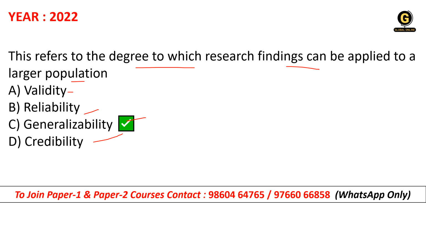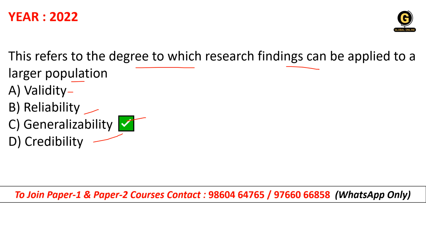When it is talking about the larger population, that is generalizability, right? Generalizability means what? It measures how well the result of a sample study applies to a wider population, that means a larger population. And that is a key aspect of external validity basically. So generalizability is the correct one.